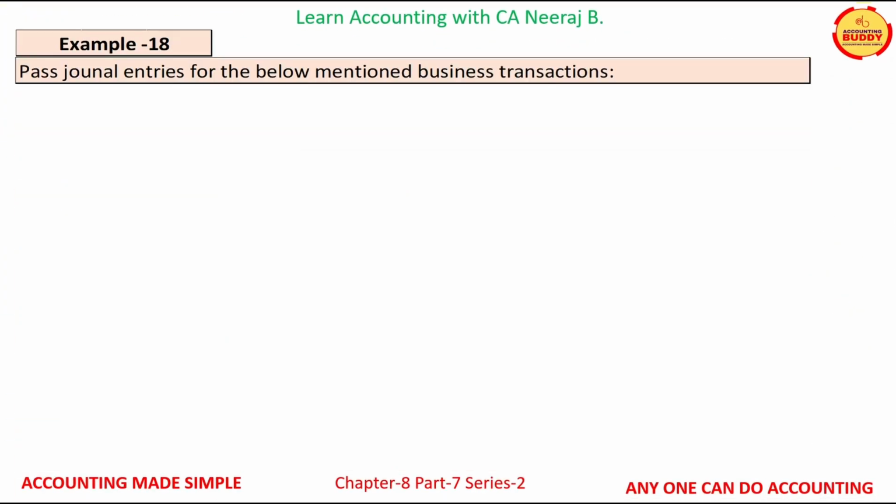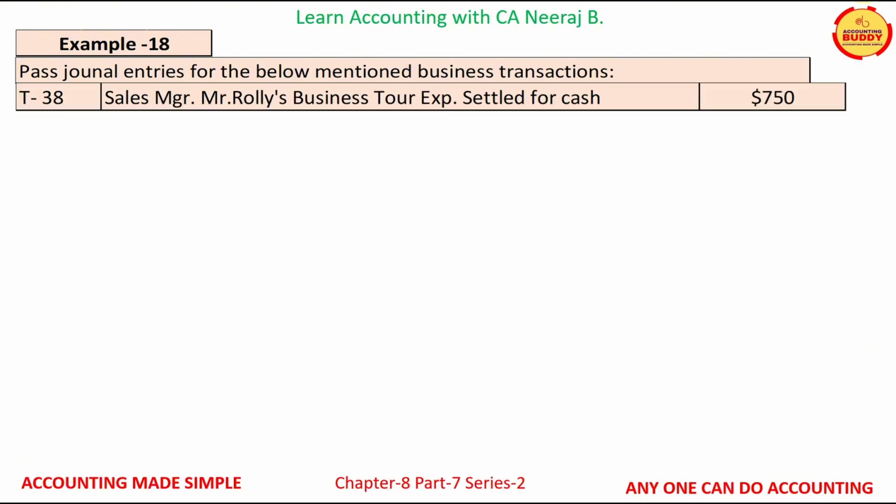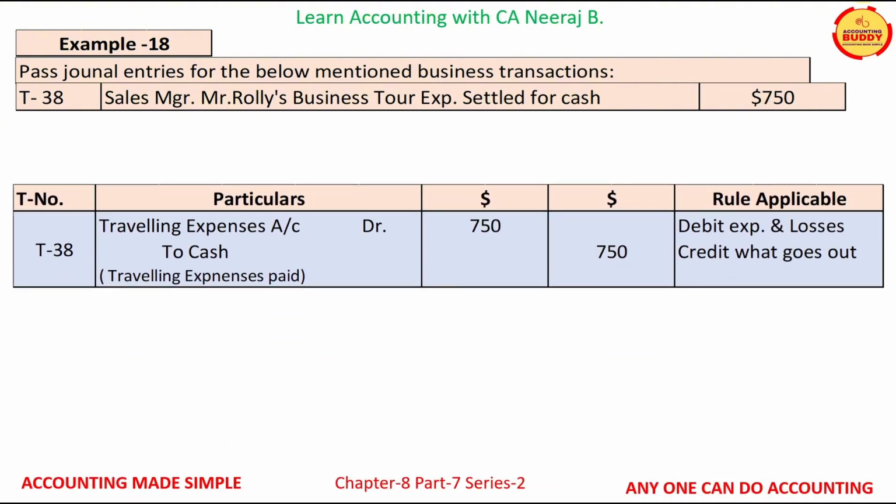Another illustration on your screen is past journal entries for the below mentioned business transactions. Transaction T38 is sales manager Mr. Rowley's business tour expense of $750 settled for cash. The two accounts affected are travel expense account and cash account.